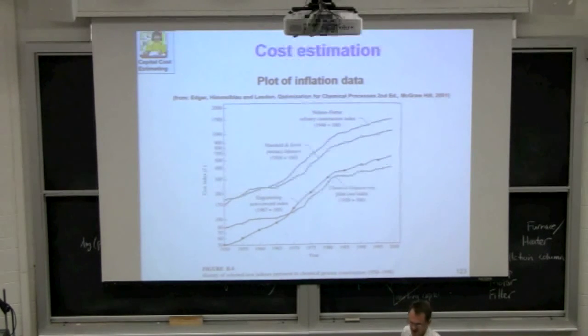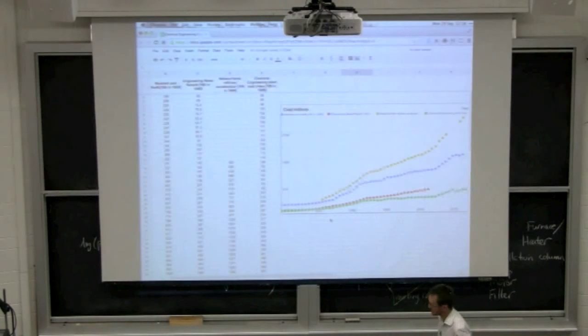And on the course website is a link. I'll just show you the Excel file. It looks something like this. I've recorded these index values going back to the 1950s for you, all the way till 2013. And you can see similar trends, but not quite the same. And the reason is this.